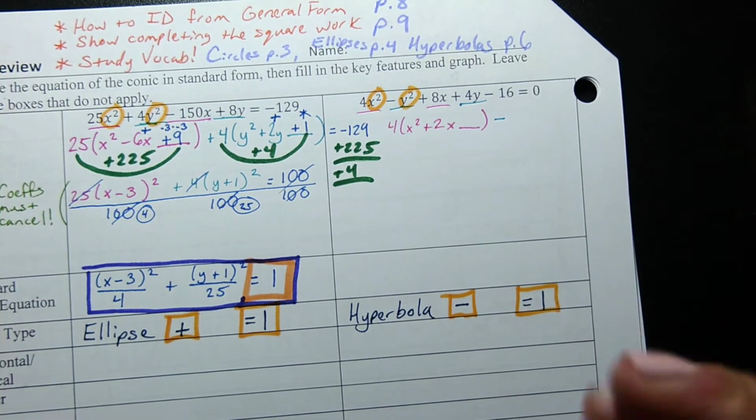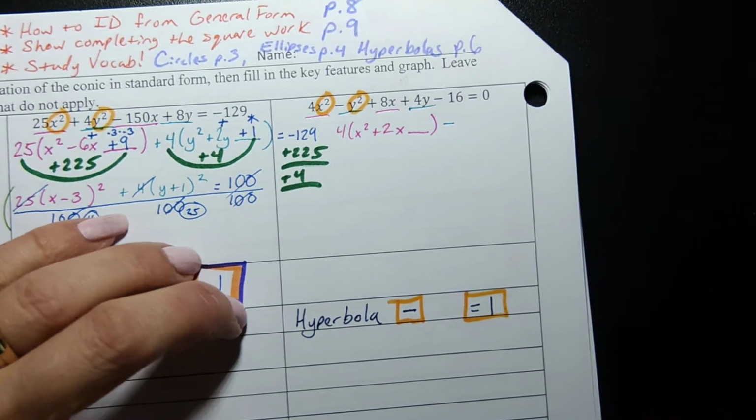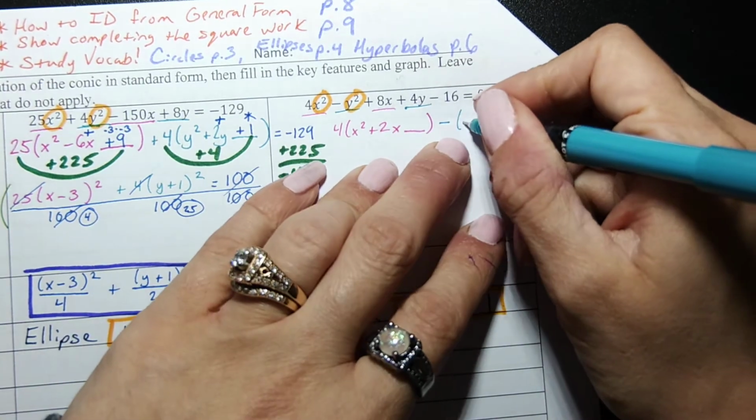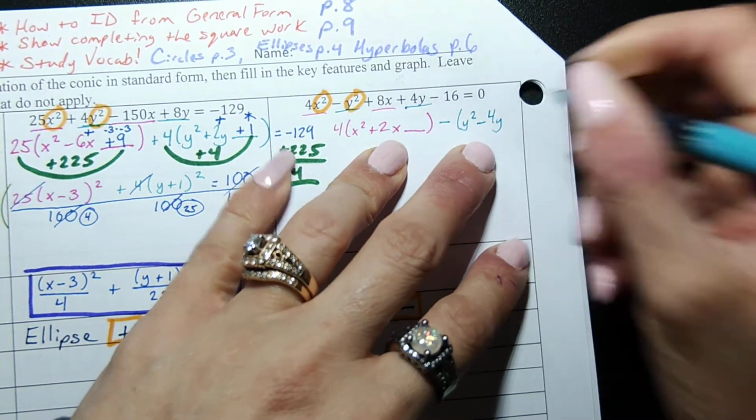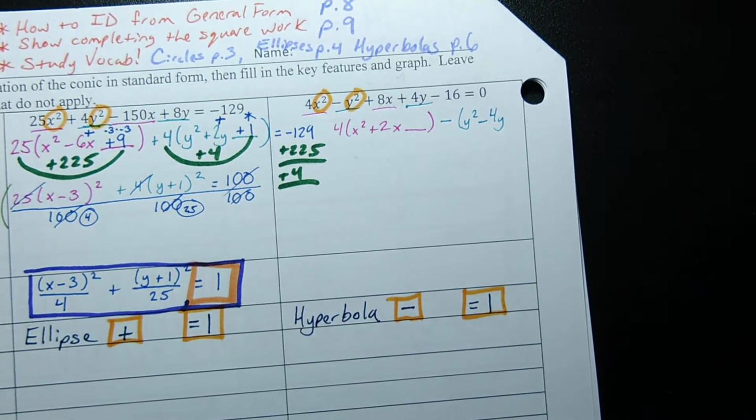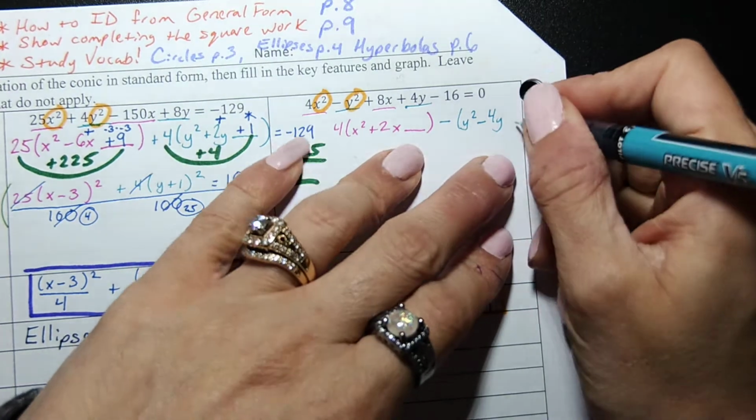Does that negative in front of the y squared count as a coefficient? Yup. So you have to take it out of both the y squared and the positive 4y, which makes it a negative 4y. So make sure you've got that in that step.